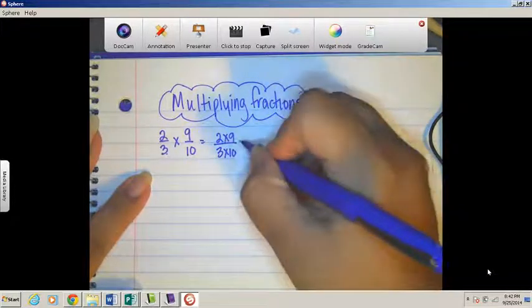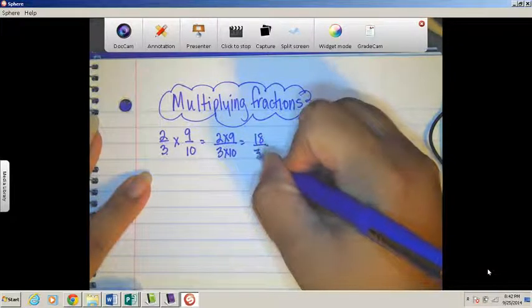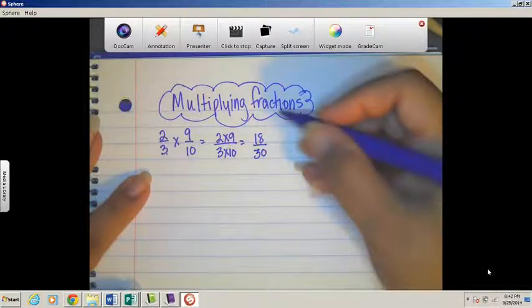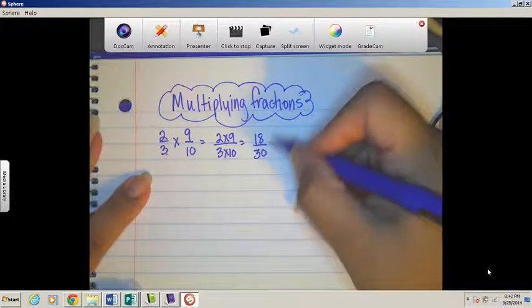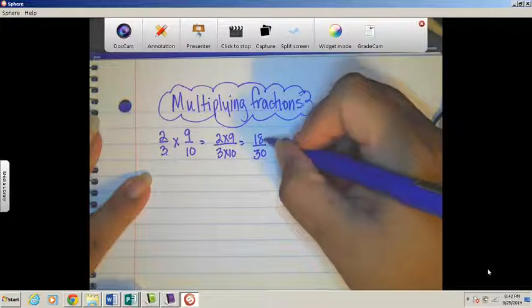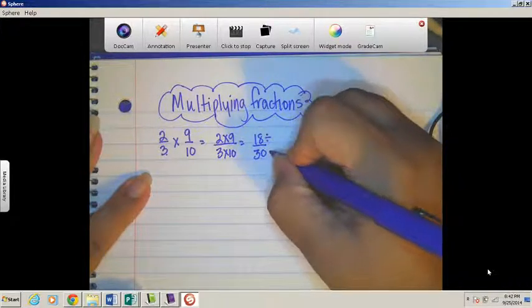2 times 9 is 18. 3 times 10 is 30. Your fraction is 18 over 30. Now you can simplify. You find a common factor for 18 and 30, a number that will divide evenly into both numbers. We can start with a number such as 3.